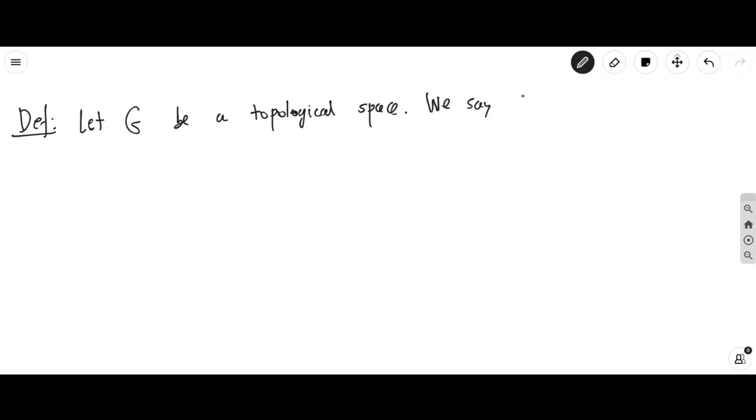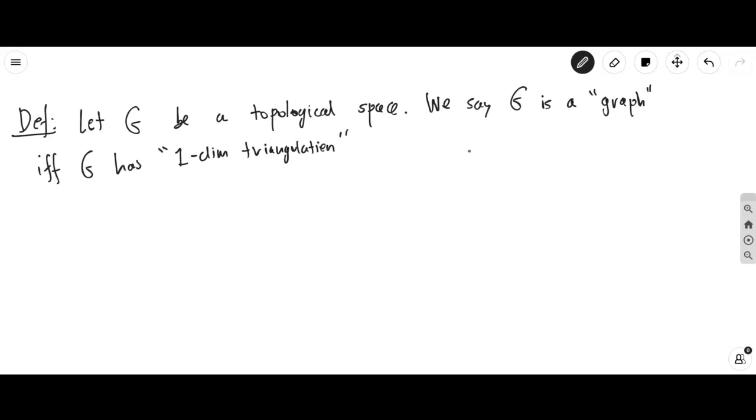We say G is a graph, so a topological graph, if and only if G has what is known as a one-dimensional triangulation, which we're going to define. It has a one-dimensional triangulation. In other words, there is a collection of mappings.